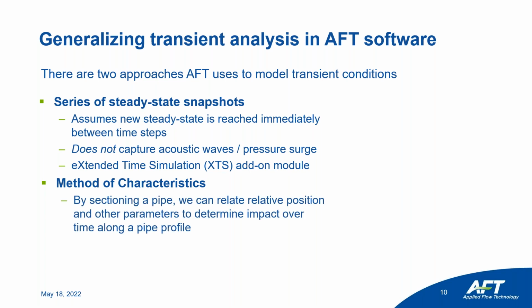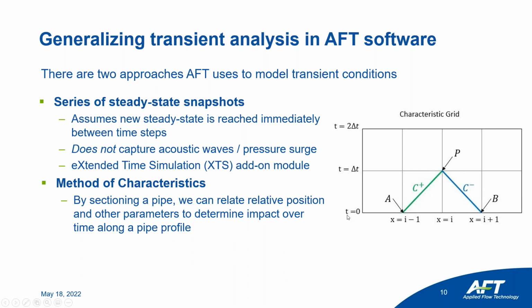The method of characteristics, the way that we approach it instead, is we can cut the pipe into a bunch of different sections, and we can use the relative position of those pipes and other parameters to determine how those things transmit along the pipe. So imagine that this is a pipe, and we can keep track of the pressure and the flow rate and the temperature all along these different sections. And then over time, we can see, if I suddenly increase the pressure here, let's say I did a valve closure and the pressure surged, how does that pressure surge transmit through this gridded out system?